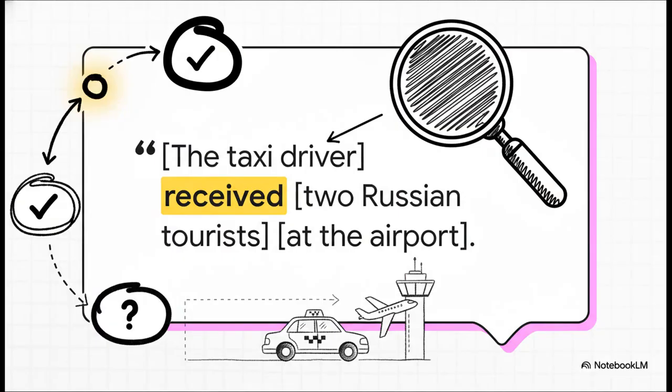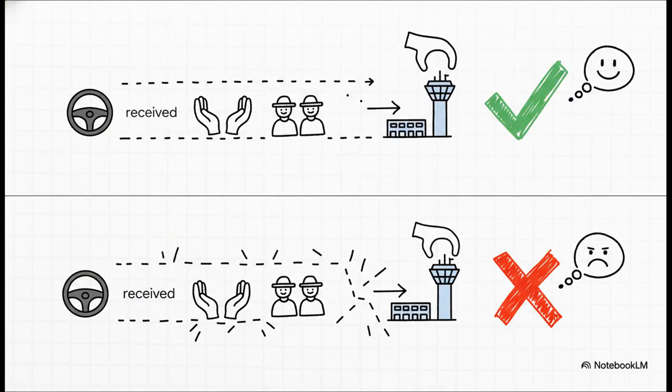So how do we tell them apart? How do we know what's essential and what's just extra fluff? Well, let's look at an example. The verb here is received, and it's got three phrases around it. So which ones are the mandatory arguments and which one is the optional extra? Let's put this to the test. If we drop at the airport, the sentence is still perfectly fine. The taxi driver received 2 Russian tourists. That tells us at the airport is an adjunct, an extra. But what happens if we drop 2 Russian tourists? We get the taxi driver received at the airport. And that is broken. The sentence doesn't work anymore. That's how we know 2 Russian tourists is an essential argument that the verb received absolutely requires.